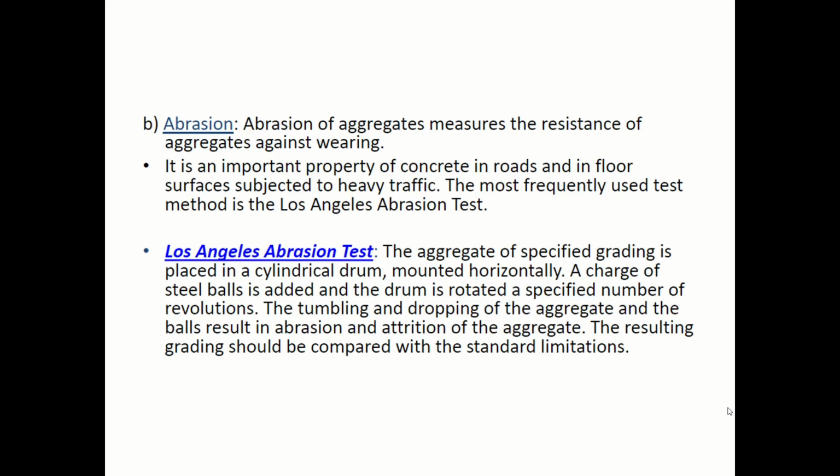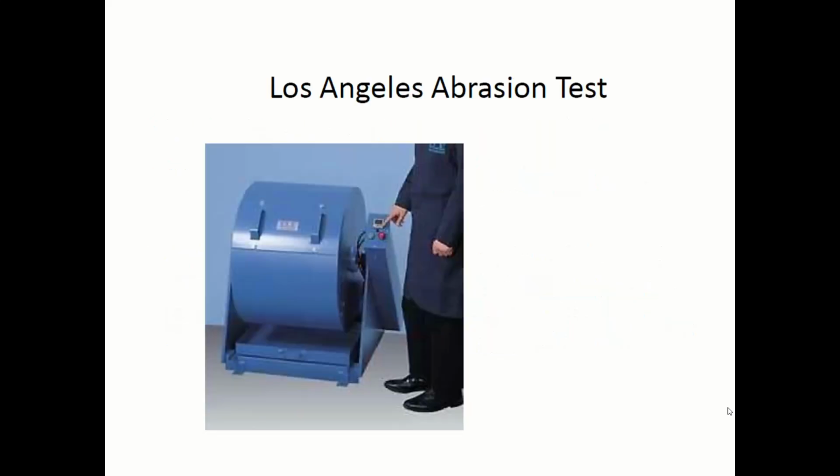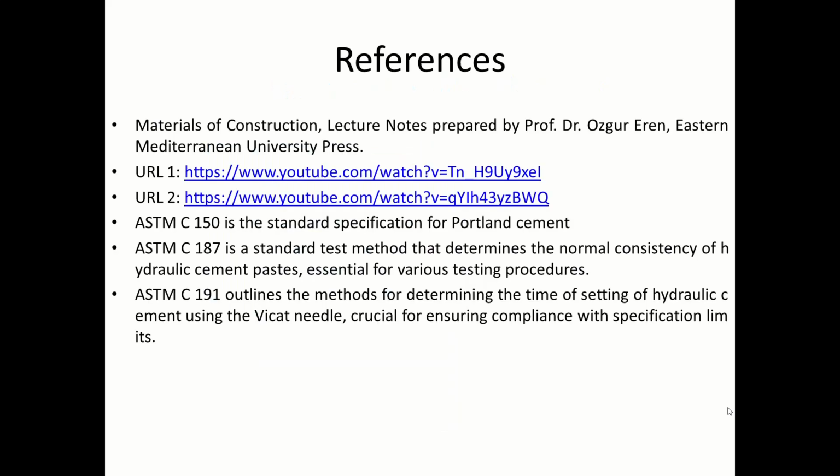And the abrasion of aggregates measures the resistance of aggregates against wearing. It is a very important property of concrete in roads and in floor surfaces subjected to heavy traffic. The most frequently used test method is the Los Angeles abrasion test. This is the Los Angeles abrasion test apparatus. And here are the references.